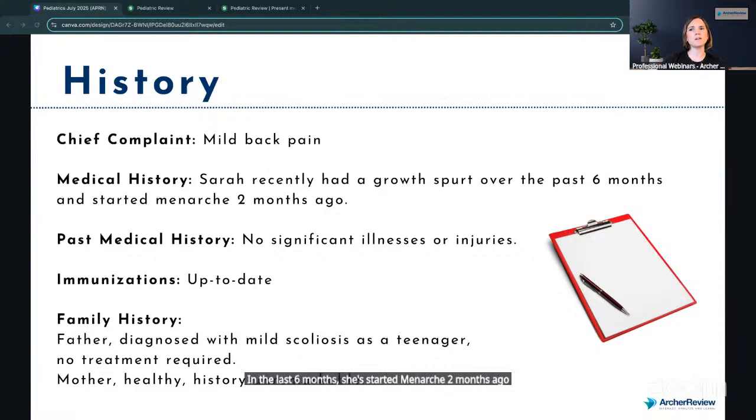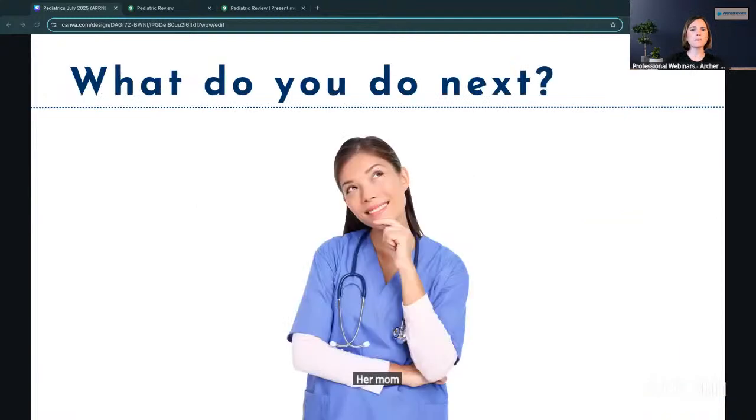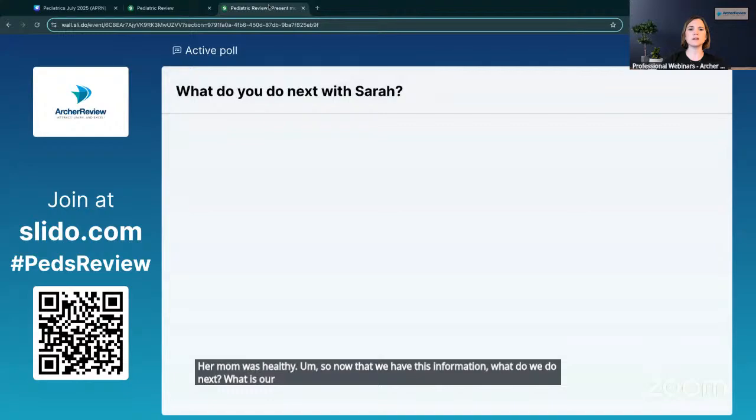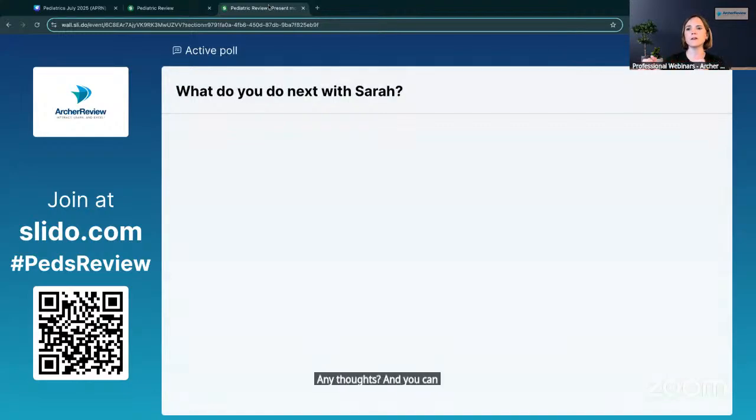She's up to date on everything else. Her dad did have scoliosis as a teenager that didn't require any treatment. Her mom was healthy. So now that we have this information, what do we do next? What is our next move with Sarah? Any thoughts? You can just type in anything that you're thinking. After you've gotten that basic information, where do you go from there?